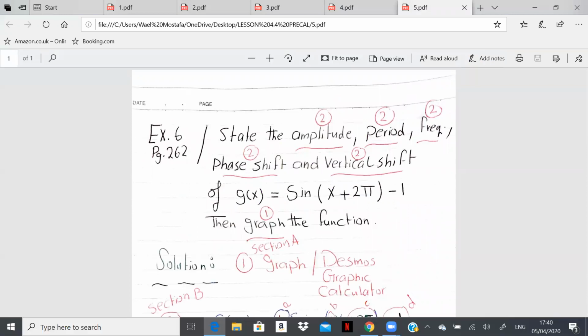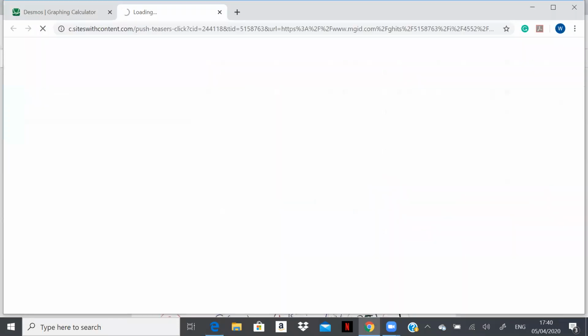Example number 6, the last one in this video for lesson 4.4 concerning graphing the sine and the cosine. And for lesson 4.5, we are going to make it later on for the tangent, only graphing the tangent. State the amplitude, period, frequency, phase shift, and vertical shift. I told you section 2 is concerning the sinusoidal function or the transformation of the function. And section 1 is always concerning the part of the graph.